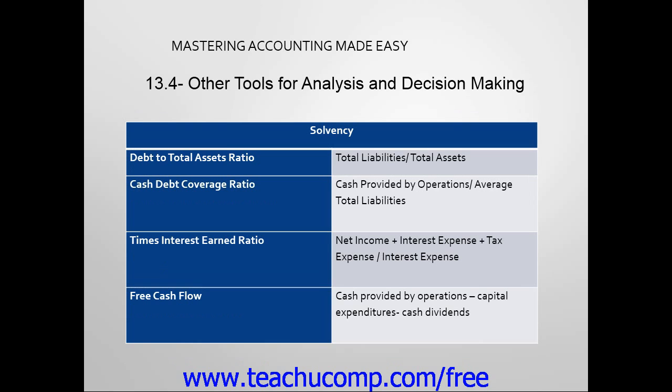Solvency ratios measure the ability of a company to survive over a long period of time. The debt to total assets ratio is an important ratio in this sense. This indicates the extent to which a company's assets are financed with debt. Other important solvency ratios include the cash debt coverage ratio, the times interest earned ratio, and free cash flow.